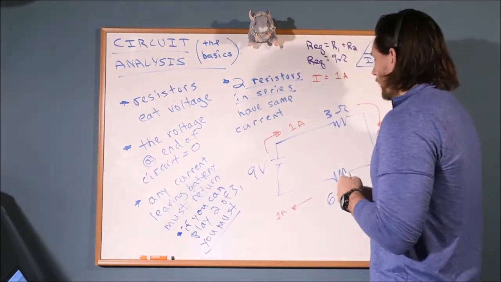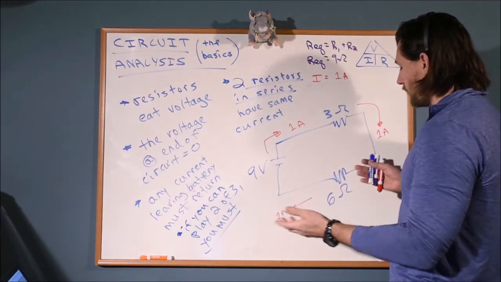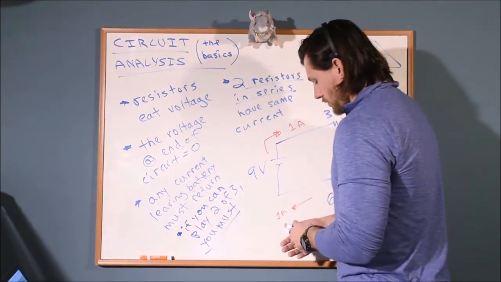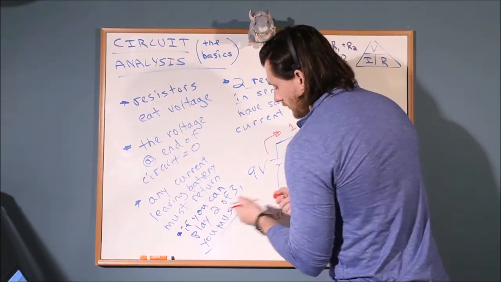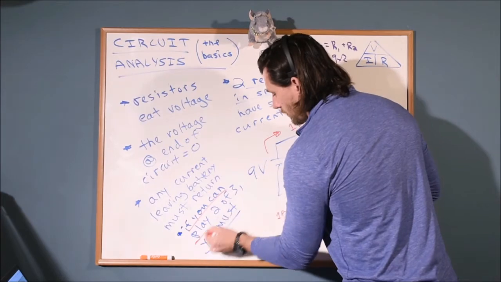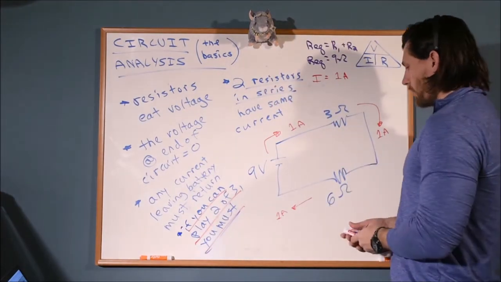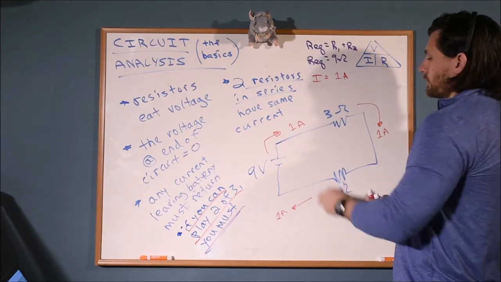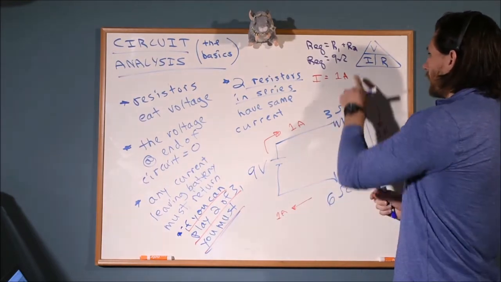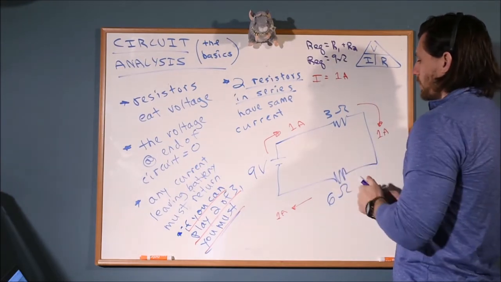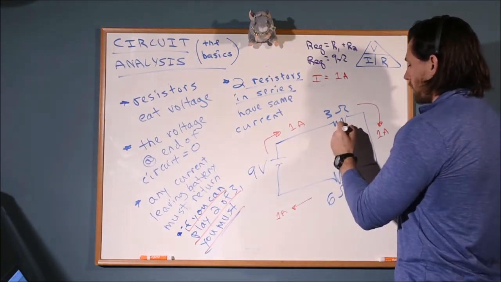So let's think about it. You may say to yourself, I don't know what the voltages drop here. Well, fine, but can you play two out of three? Yes, you can. I'm going to underline this because it's so important. So let's see right here for this resistor. Can we play two out of three? We have amps. We have ohms. Can we calculate volts? Yes, we can. I times R. So we have 3 times 1 would be 3 volts.